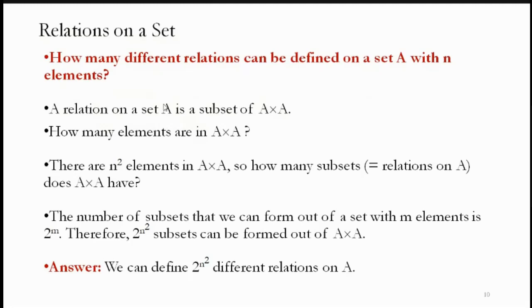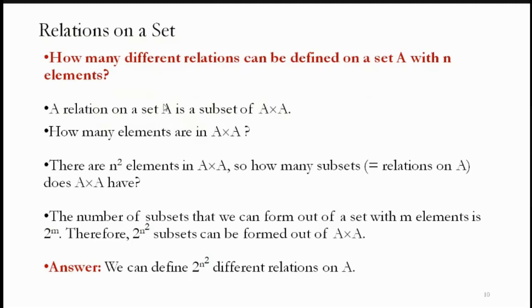2 power n, right? So the number of subsets that we can form out of a set with m elements is 2 power m. This is the generalized formula we have seen in the last lecture. Since there are n square elements in A cross A, you will get 2 power n square subsets that can be formed out of A cross A. So the final answer is, we can define 2 power n square different relations on A.